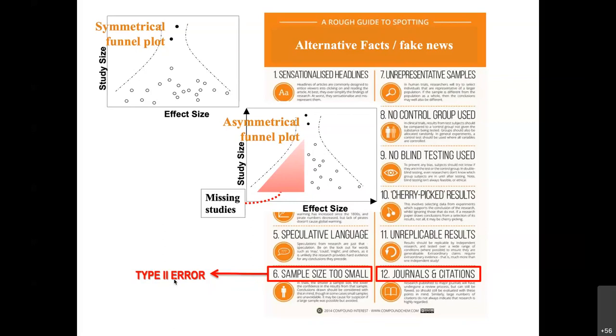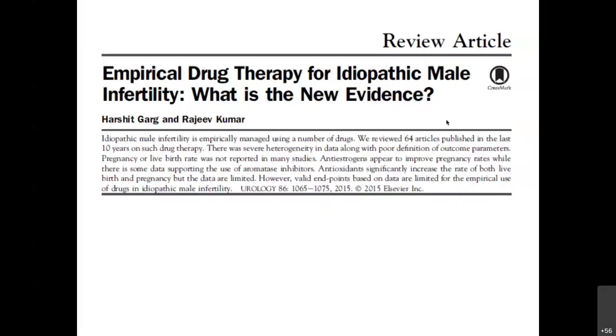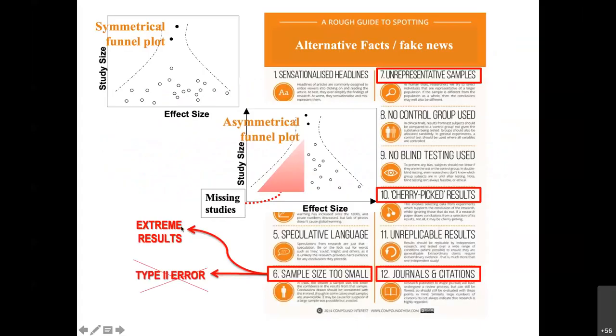Because you can see that because publication bias exists, there is a good chance that small studies will exist in the literature that will more likely, because of cherry picking of results and using unrepresentative samples, give extreme results. And as a result of the extreme results, this frequently stated textbook statement that small sample sizes lead to type 2 error will in fact prove wrong in real research practice.